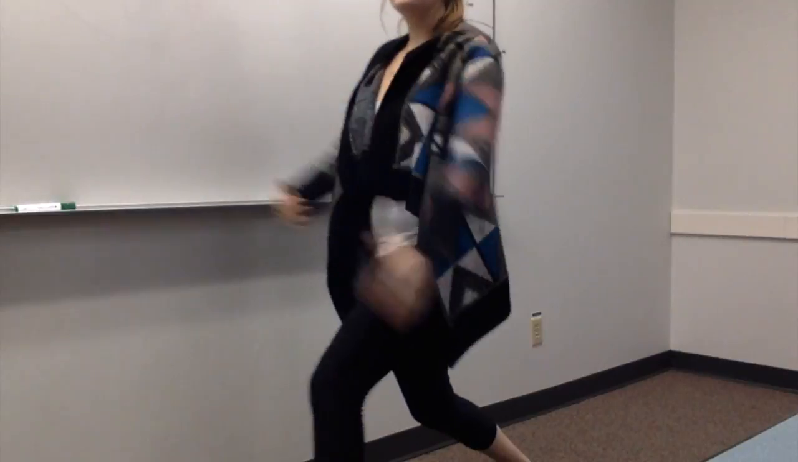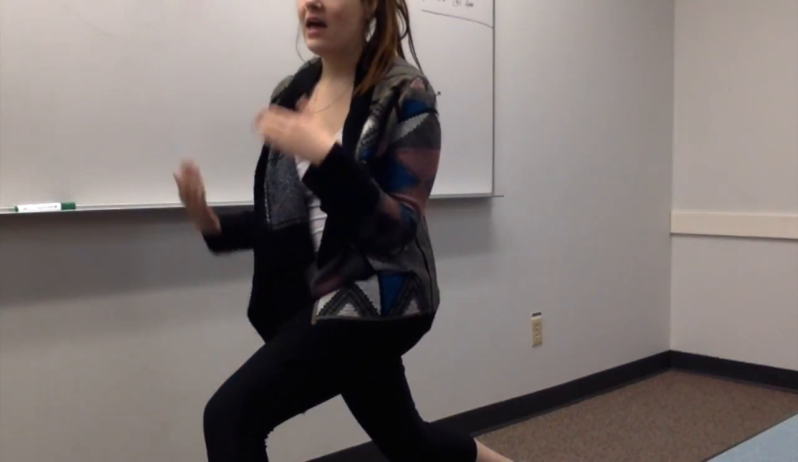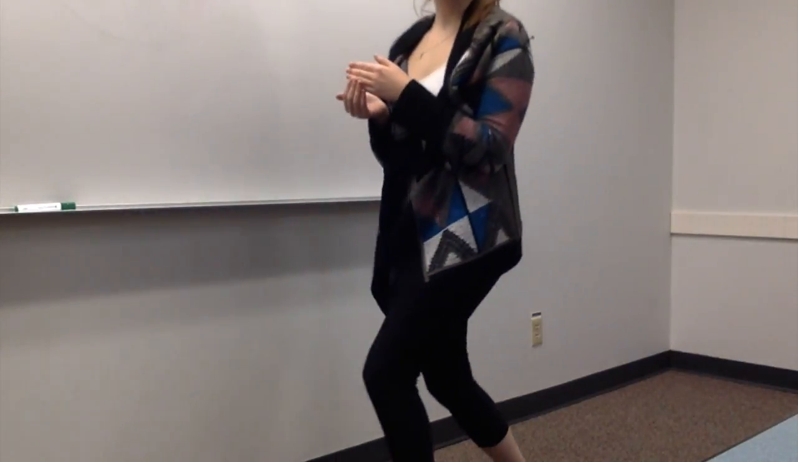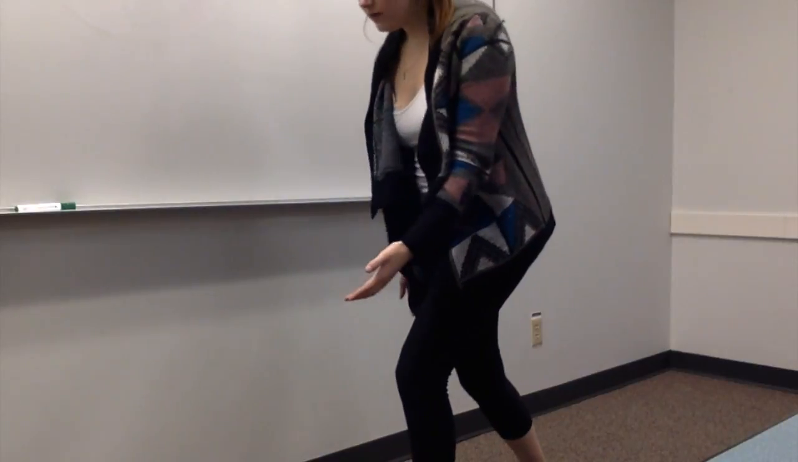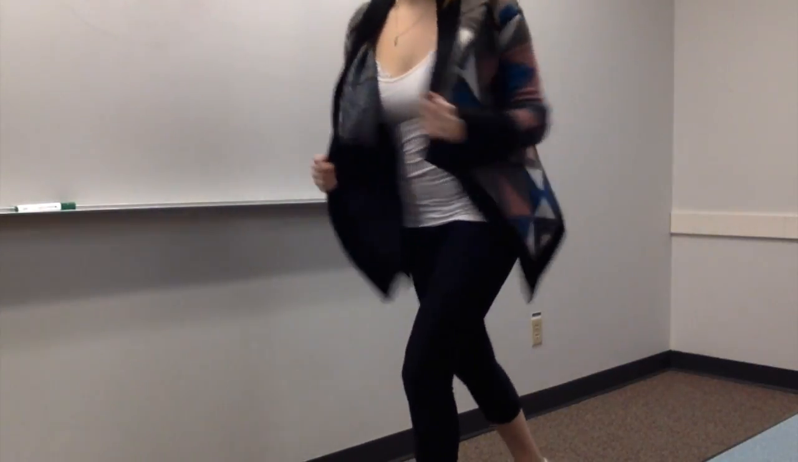And a progression to this exercise would just be to take a wider stance like this to increase the base of support, and contrary, a regression would be a narrower stance because we have a lesser base of support like this. It's easier to fall over.